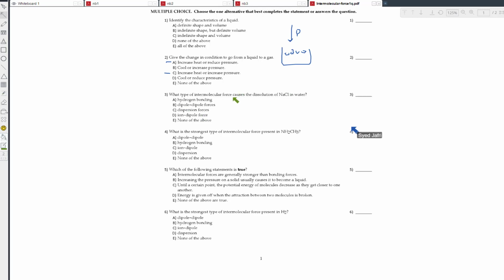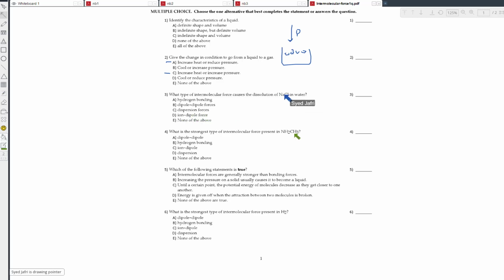Type of force. All right. So I know it's an ionic compound. So it's what causes the dissolution. Okay. Which is the cause of dissolving this one? Would it be ion-dipole force?